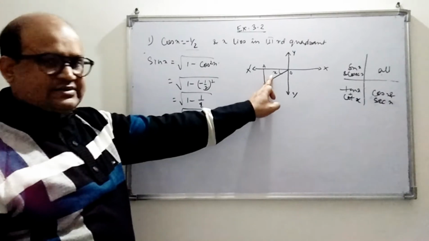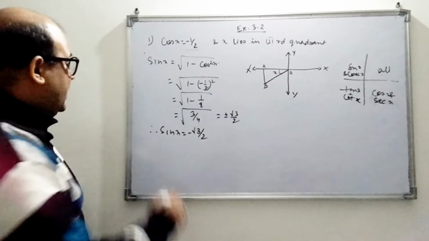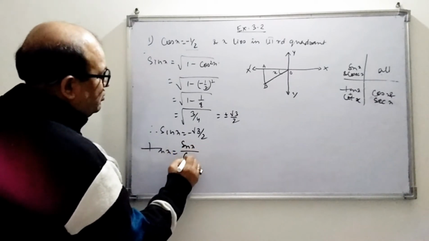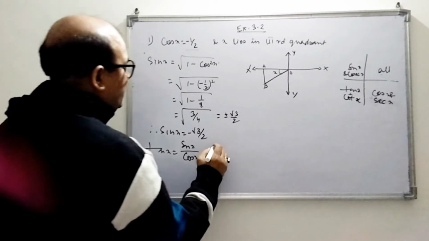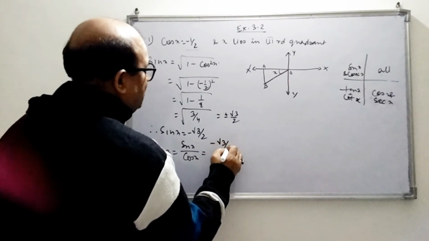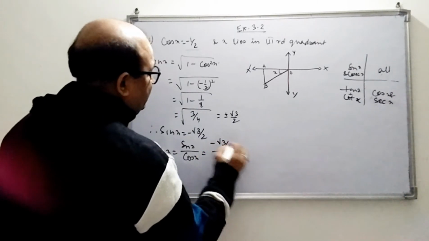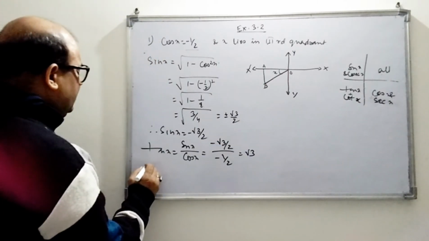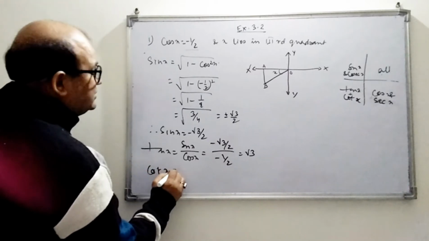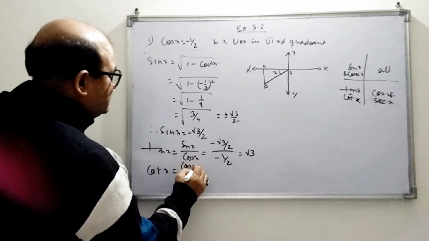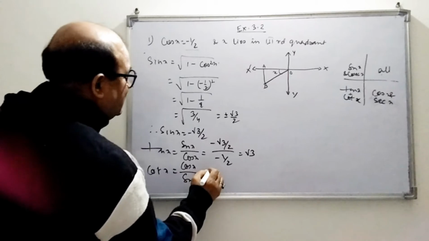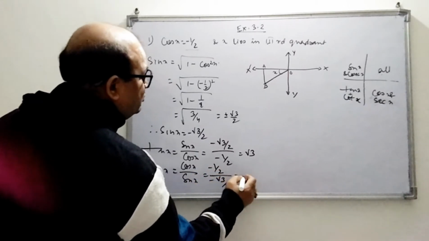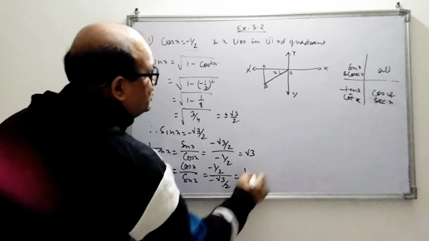Now tan x. Tan x is positive in the third quadrant. Tan x equal to sin x upon cos x, that is minus root 3 by 2 upon minus 1 by 2. That gives you root 3. Next, cot x. Cot x is again positive, you see here. Cos x by sin x, that is minus 1 by 2 divided by minus root 3 by 2. This gives you 1 by root 3.